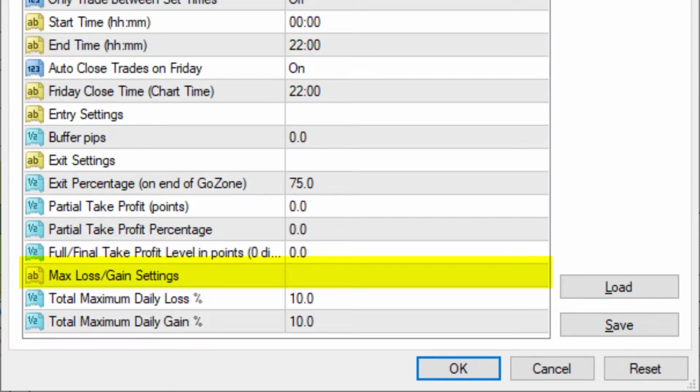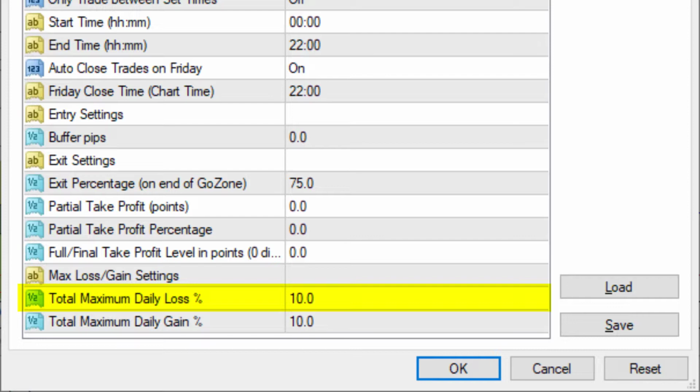Maximum loss gain settings. Total daily loss. This is the percentage you are willing to lose while the ATB is turned on any given market. For example, if the GoZone ATB is on while you're at work and it's a horrible rangy day in the market and you suffer many small losses, your account draws down, in this case 10%. The bot will shut off.